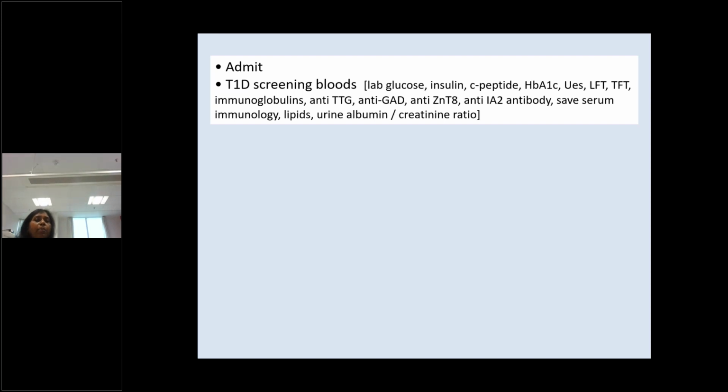So we admit the child and we do type 1 diabetic screening bloods. I've just given a list here so that these sessions are recorded as well as saved, so that it is useful for your future use. I just want you to focus on the antibodies here: anti-GAD, anti-ZnT8, and anti-IA2 antibodies. These three together are called the triple antibodies, and these are the antibodies we test in our labs nowadays.